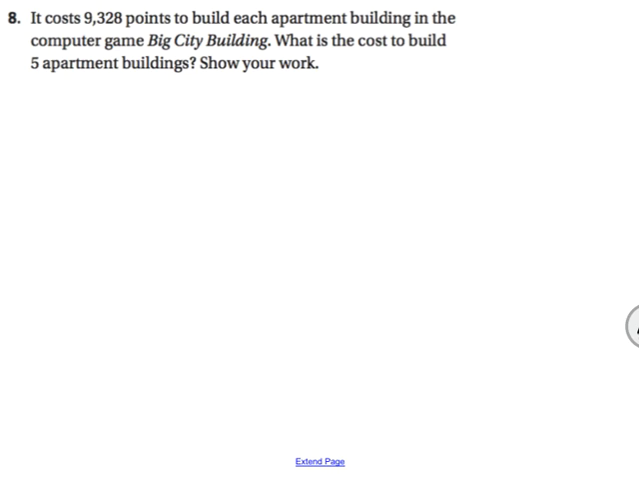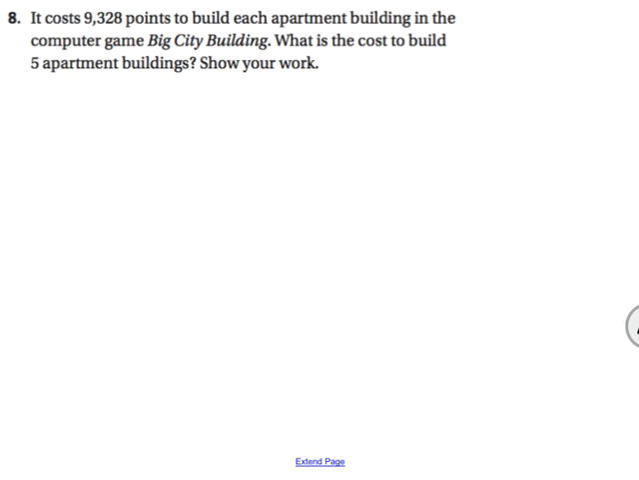It cost 9,328 points to build each apartment building in the computer game Big City Building. What is the cost to build 5 apartment buildings? Show your work. So always going back to the problem, I have to make sense of it.